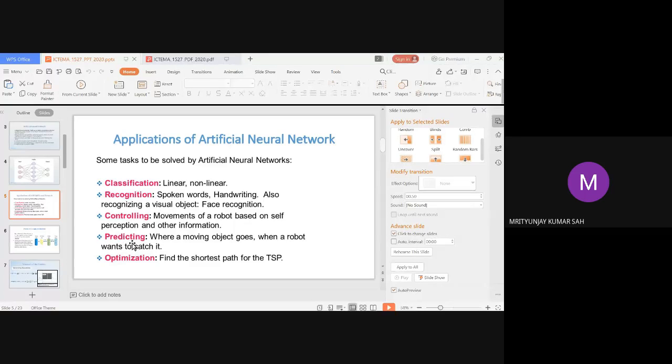So now this is predicting where a moving object goes when a robot wants to catch it. And then optimization: finding the shortest path for the TSP. So these are also used to find the shortest path, like when we search on Google, how our GPS system will find the shortest distance from one location to another, suppose from here to Bhubaneswar. It will very quickly find the shortest path and show us the best routes that are offered. So that was an example of this.